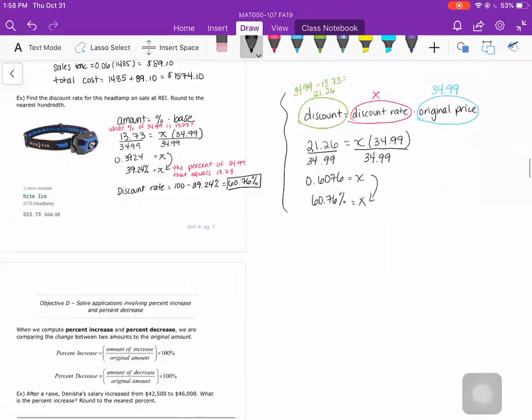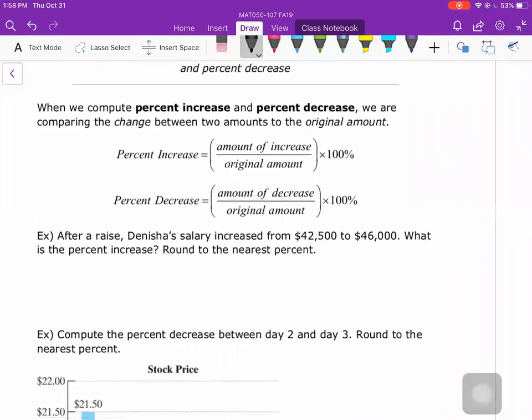Okay, let's keep going. Percent increase, percent decrease. When you're computing percent increase or percent decrease, you are comparing the change between two amounts to the original amount.